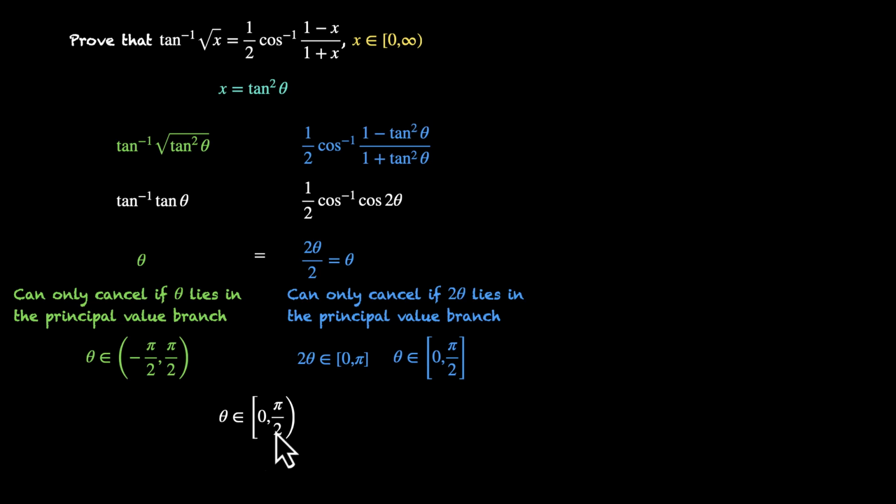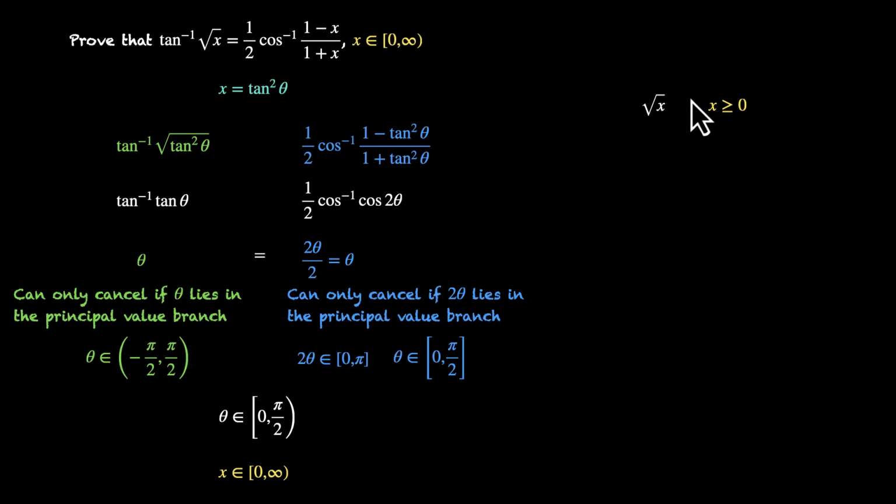And when theta is in the first quadrant, what's happening with x? x is tan square theta. Tan square 0 is 0 and tan square pi by 2 will be approaching infinity. So x belongs to 0 to infinity, this set. So this is where this set is coming from. But that's not all. There are more constraints. This x is inside the square root function. So this means this x has to be greater than or equal to 0.